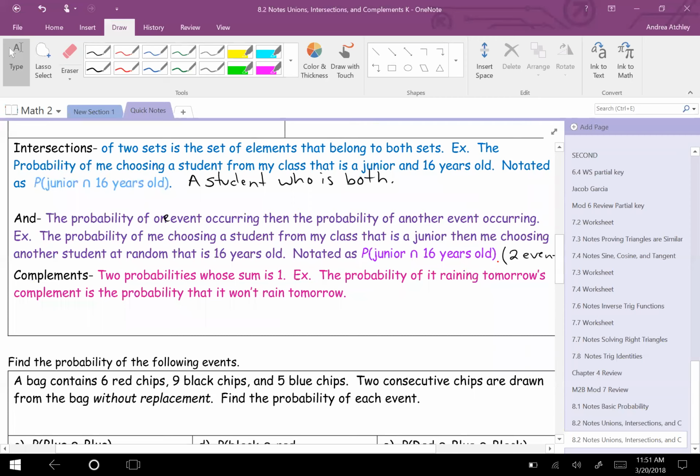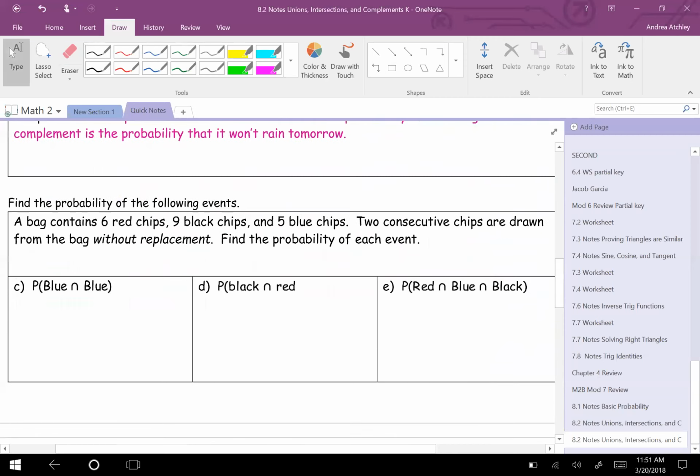Okay. So we've skipped union. We'll come back to union in a second. We want to focus on our "and" and intersections. Okay, find the probability of the following events. A bag containing 6 red chips, 9 black chips, and 5 blue chips. 2 consecutive chips are drawn from the bag without replacement. Find the probability of each event. Okay, so the first one, C, is probability of blue and blue.